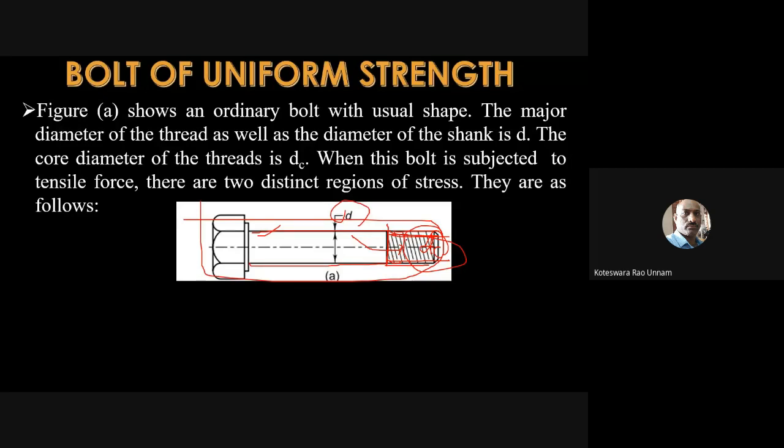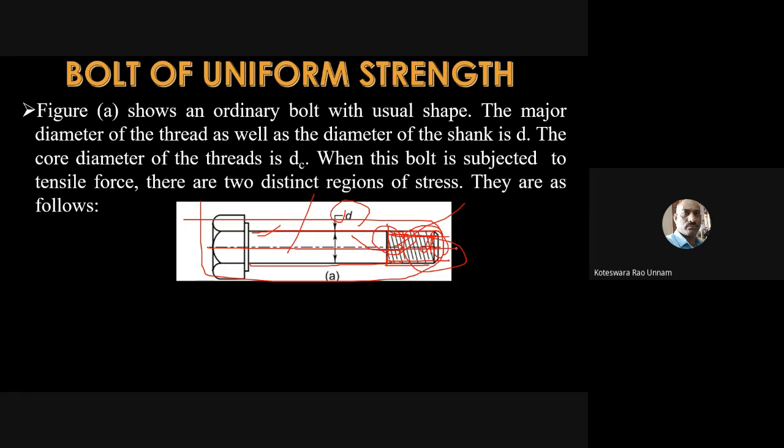Whenever there is a stress concentration, we can't say the stress is uniform. At certain concentrated locations, the stress is going to be more. So here stress is more, which means the strength is not uniform. At this point you have one stress, at another point you have another stress for the same load application. That means it is not having uniform strength.